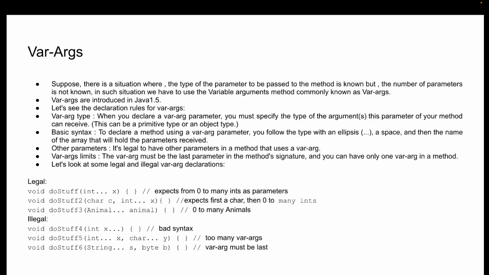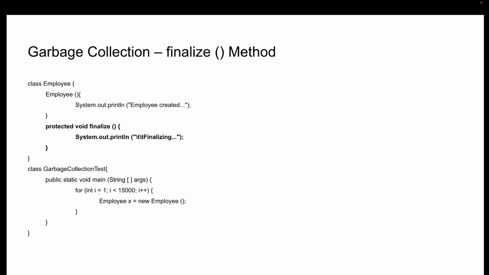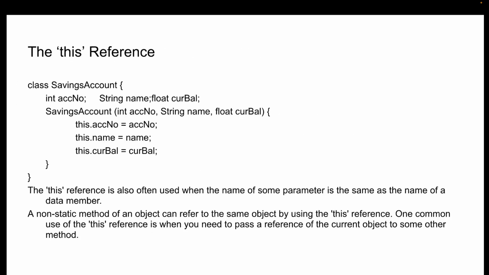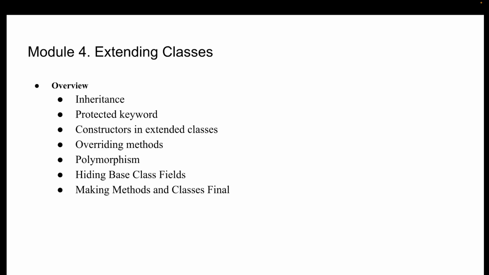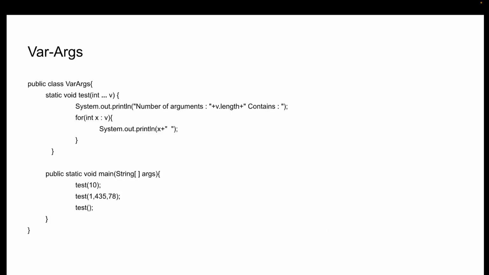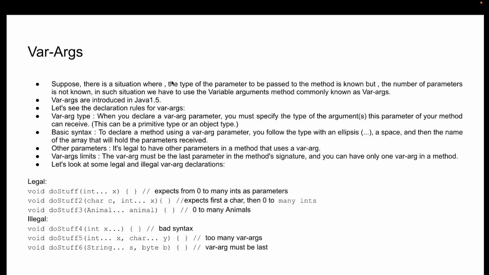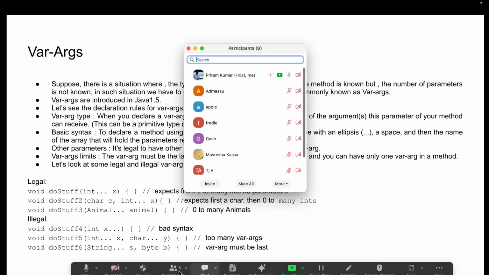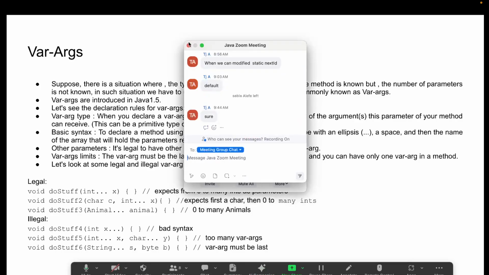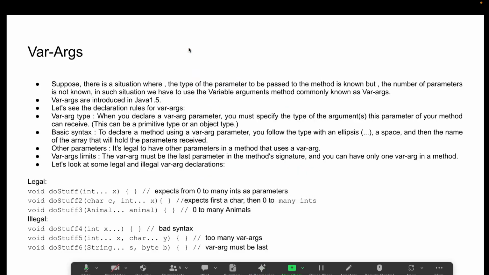Now let's see another thing. This is a simple example like variable arguments. Are you okay if I extend the class by another 10-15 minutes, or is it too late for you? Okay, we'll extend the class for 10-15 minutes.